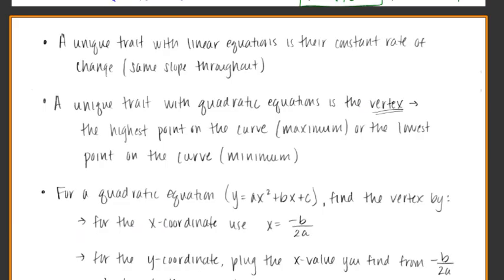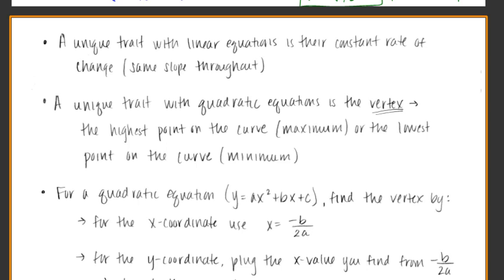In this lesson so far, we've been talking about linear equations and quadratic equations. We've really been focused more on the linear because we've been graphing the break-even point and looking for that. And the unique trait with the linear equation is they have a constant rate of change, meaning their slope is always the same. It's always up 1, right 2, up 1, right 2, or down 3, left 2, or something like that, okay?